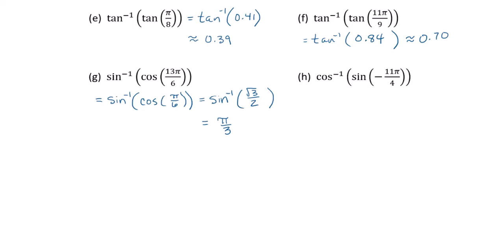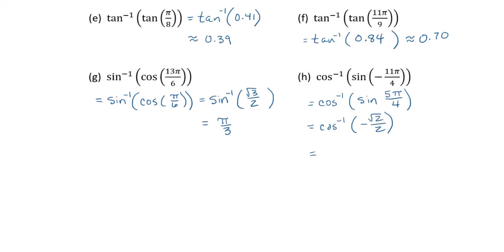And here I have the inverse cosine of the sine of negative 11 pi over 4. And again, it seems like this is not one of our special angles, but this is coterminal with 5 pi over 4. So we're going to rewrite this as being equal to the inverse cosine of the sine of 5 pi over 4. Now, the sine of 5 pi over 4 is negative square root 2 over 2.